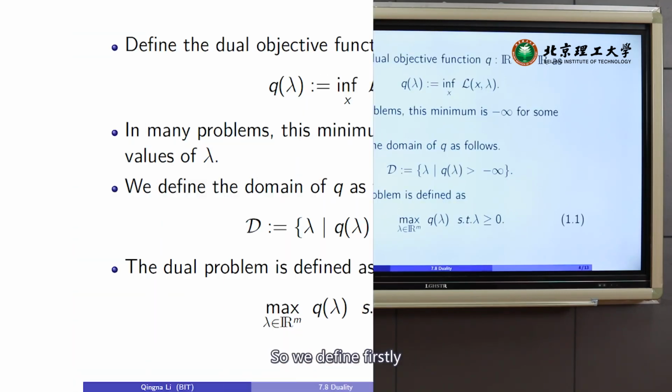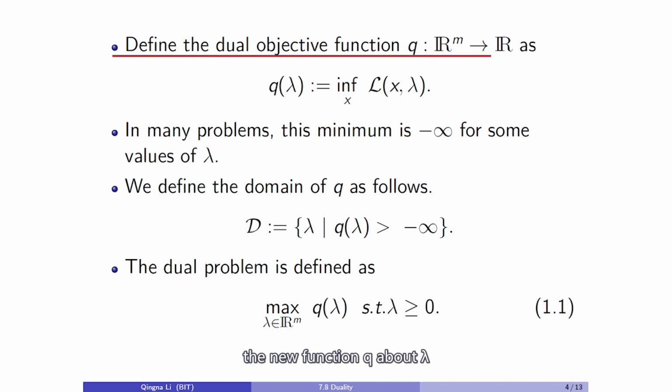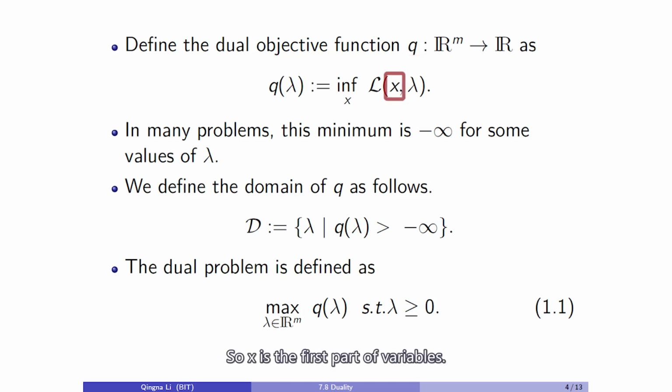We first define the new function q of lambda by taking the infimum of the Lagrange function with respect to x. Recall that the Lagrange function has two parts of variables: x is the first part, and lambda is the other. We take the infimum of this Lagrange function with respect to x, and then we get another function called q of lambda. This function is important, as it will be the dual objective function.